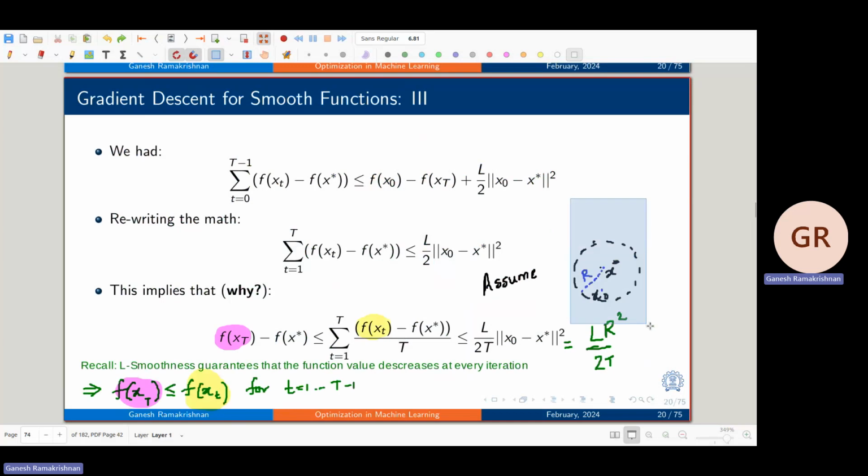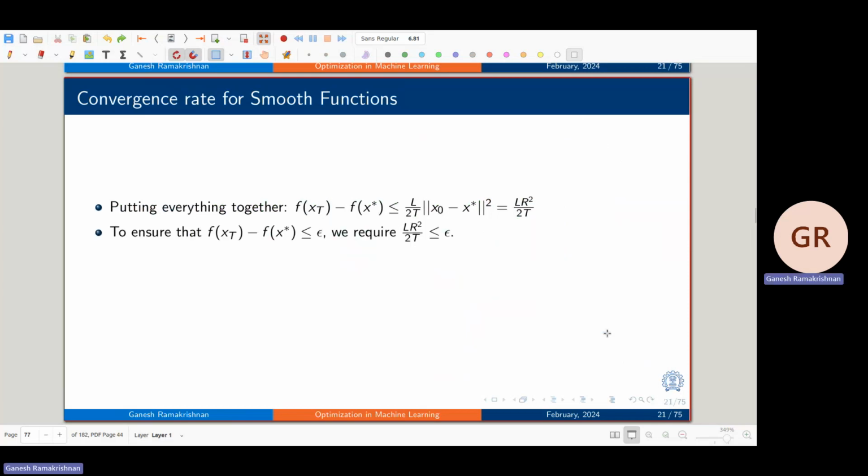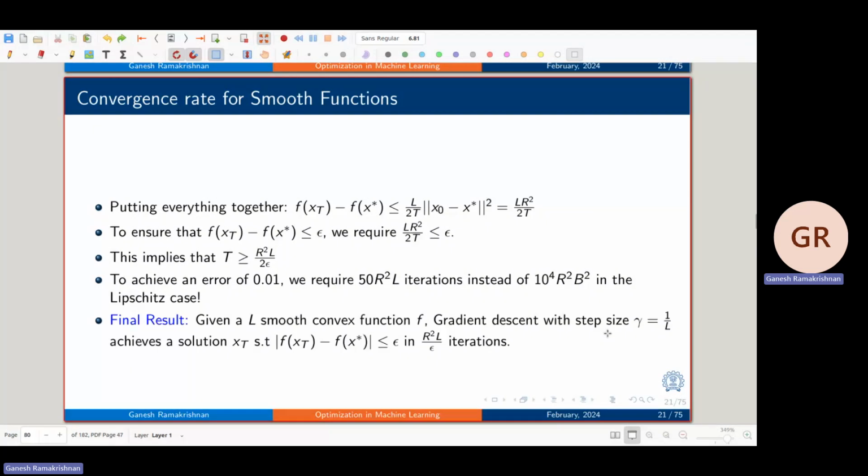Okay, so we'll again assume that x naught is within radius r from x star. If we put all these together, for f of xT minus f of x star less than or equal to epsilon, it is sufficient that L r square by 2T is less than or equal to epsilon. So this implies that T should be greater than or equal to r square L by 2 epsilon. So instead of epsilon square, we have epsilon.